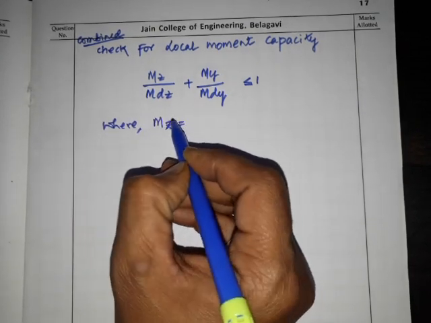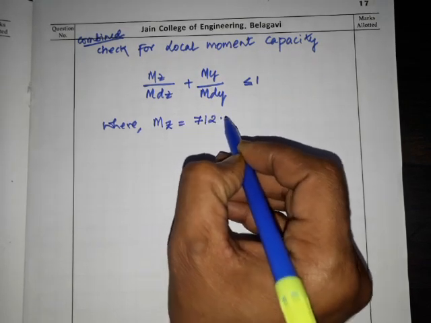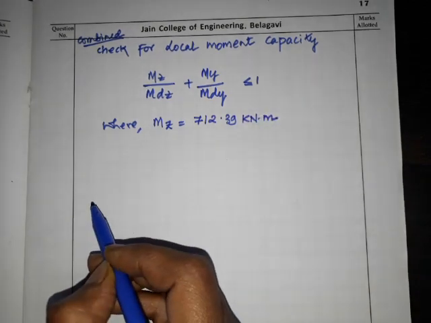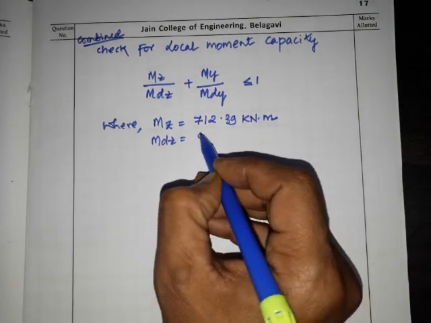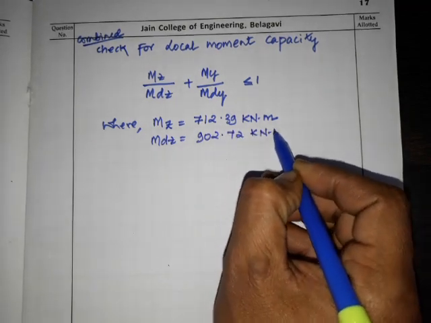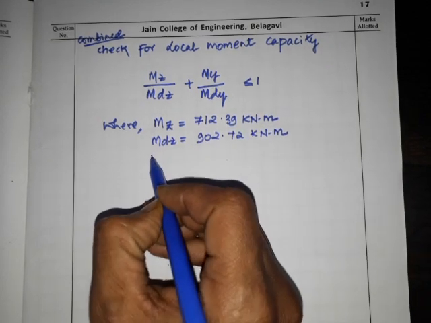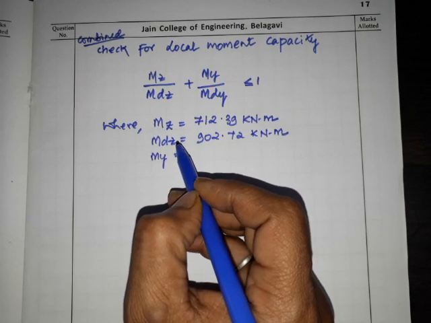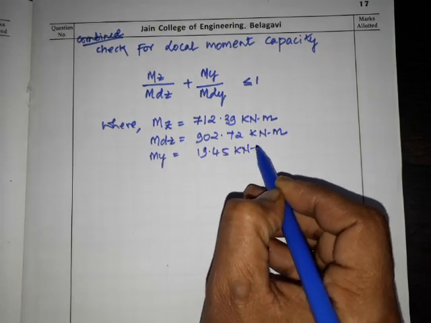Mz is nothing but the moment, so we have already calculated, that is 712.39 kilonewton meter, correct. Then Mdz, this is also we have calculated, so this is 902.72 kilonewton meter. After that My, so that is the bending moment due to lateral load about minor axis, so that is 19.45 kilonewton meter.